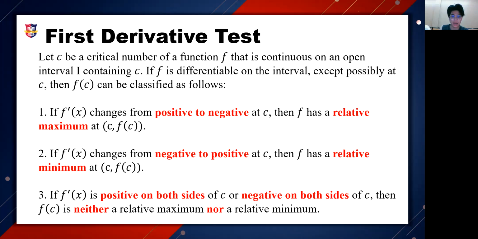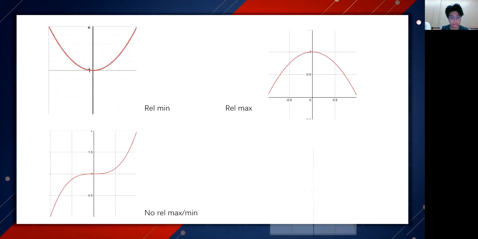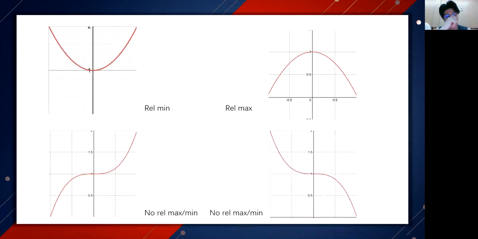Okay, so let's go to the next slide. The first graph is a relative minimum, so we can see it goes from decreasing to increasing. The second graph is a relative maximum, so we can see it goes from increasing to decreasing. For the third and fourth graphs, they are neither a relative maximum nor a relative minimum because they keep increasing or keep decreasing. So there's no maximum or minimum.